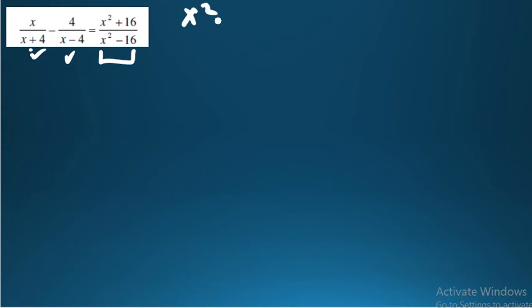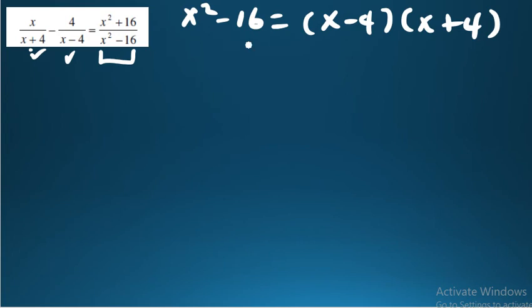But x squared minus 16, we can write it as x minus 4 and x plus 4 because this is the difference of squares, because 16 means 4 squared. And then what is the LCM of x plus 4, x minus 4 and the product?